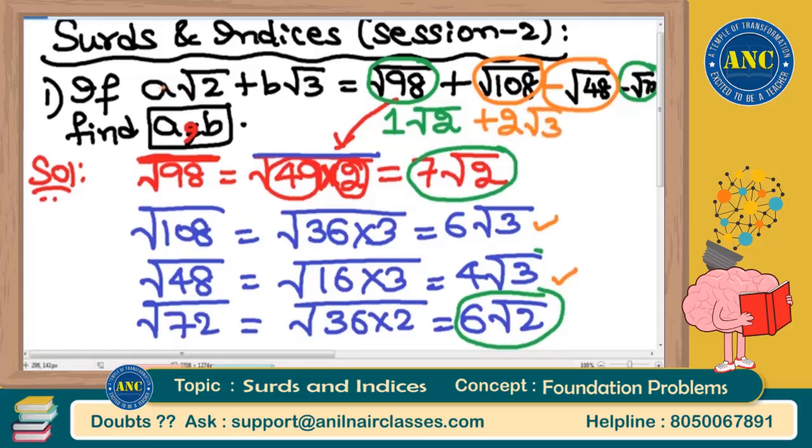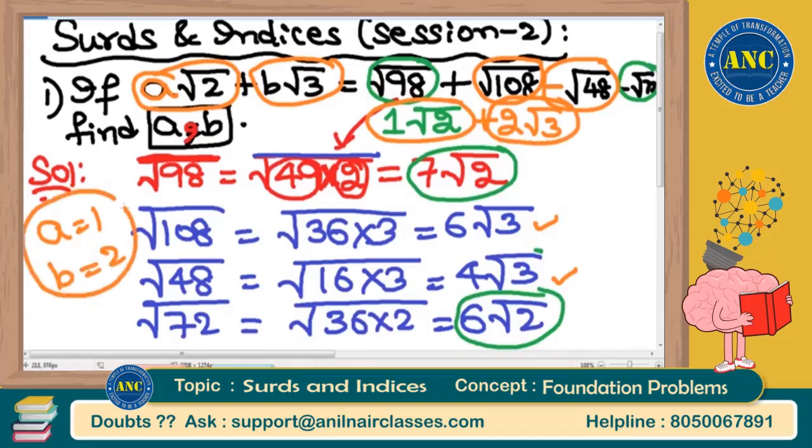Compare with the left hand side. It is a root 2, and the right hand side is 1 root 2, so in place of a you have 1. Similarly, the left side is b root 3, and the right hand side is 2 root 3, so in place of b you have 2. The answer for this question is: a value is 1, b value is 2. A very easy question to start with. Let me scale up the level of difficulty very slowly.